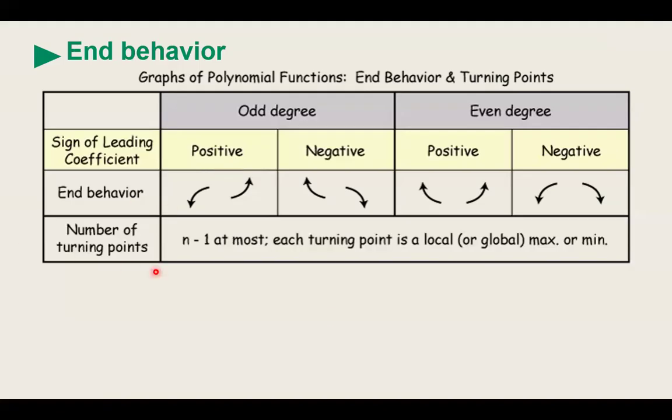Your number of turning points. Your turning points is at most your degree minus 1, okay? So whatever your degree is, minus 1 equals your turning points.